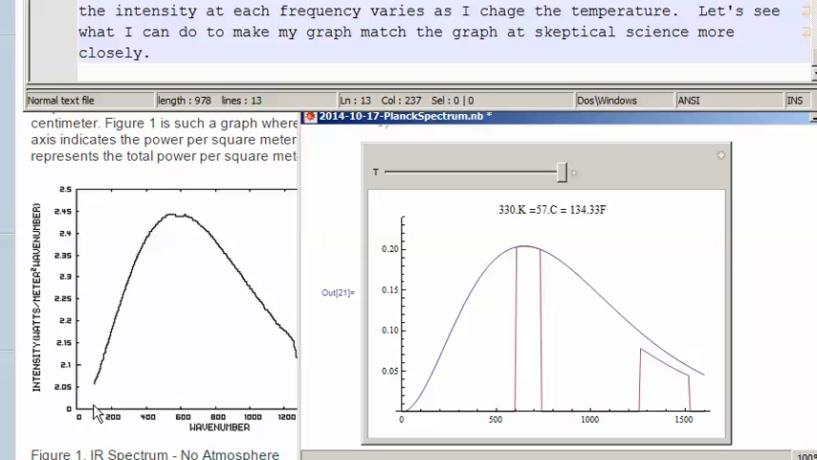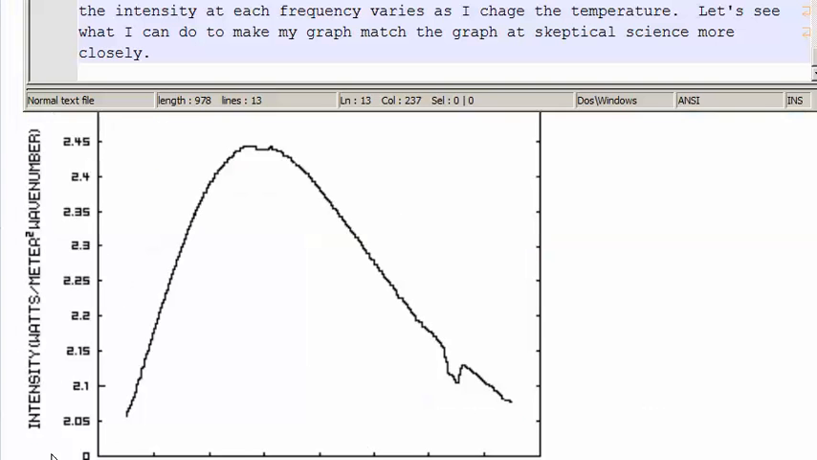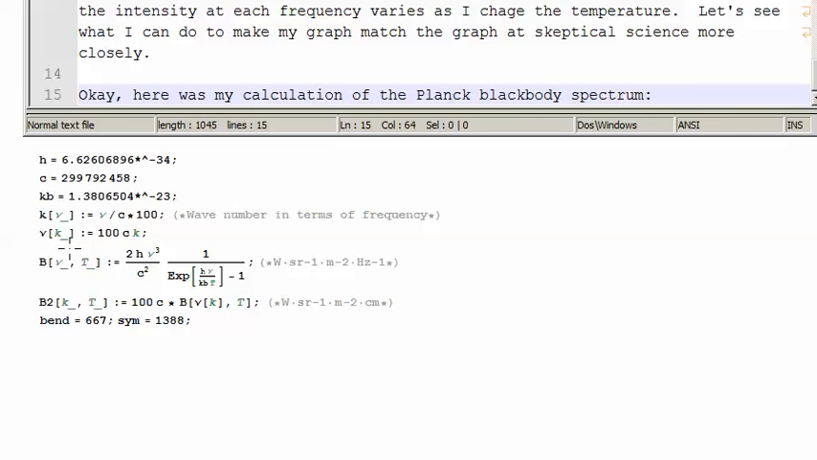Okay, but now I want to fix this so that instead of going 0.05, 0.1, 0.15, 0.2, why does this have almost exactly the same thing except 2.05, 2.1, 2.15? That's a pretty large jump there. If I continued up 0.05, 0.1, 0.15, 0.2, 0.25, 0.3, there's no way the distance from here to here is 2.05. Okay, so here was my calculation of the Planck blackbody spectrum.